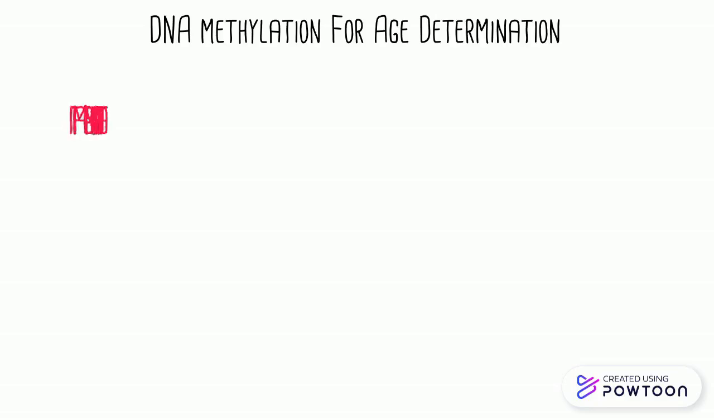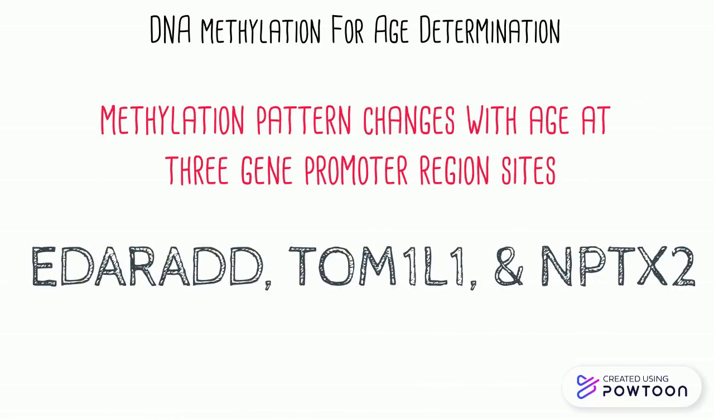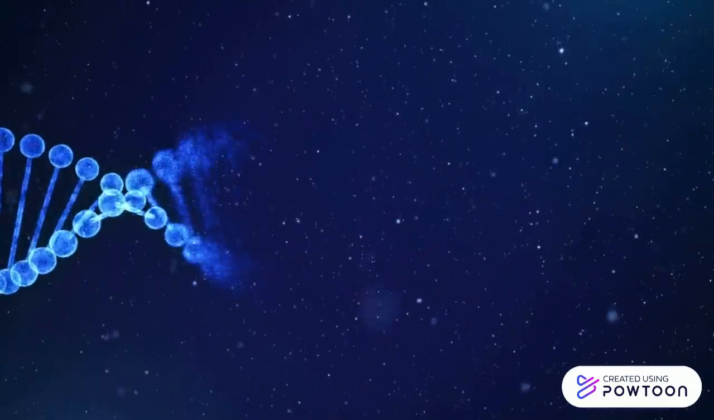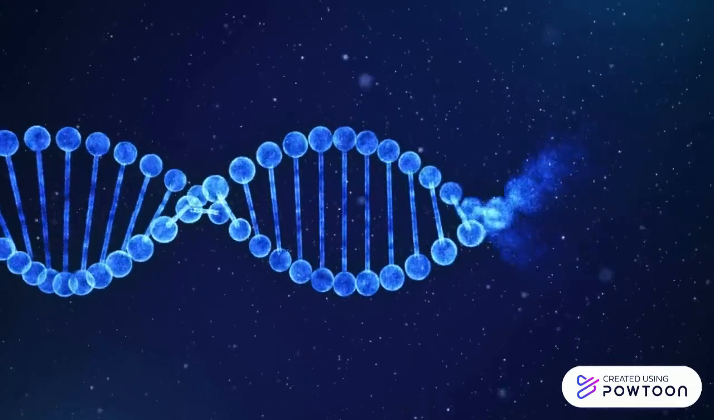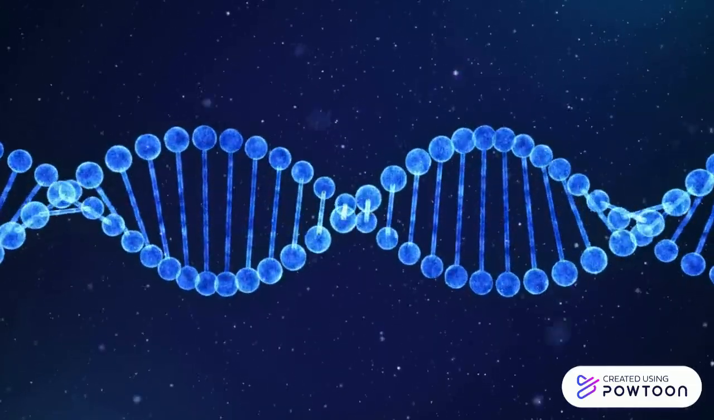They also validated methylation pattern changes with age at 3 gene promoter region sites with another sample population. The genes EDAR-ADD, TOM1L1, and NPTX2 showed methylation patterns that were linear over time. These studies proved that there are age-related patterns in regards to DNA methylation that can be recognized and used to help in identifying individuals in forensic investigations.